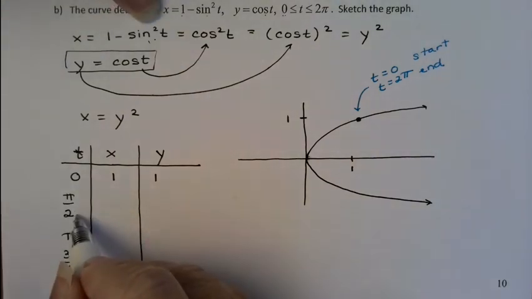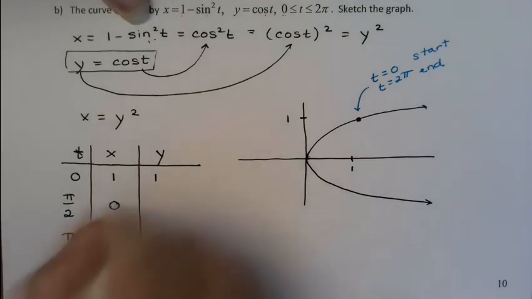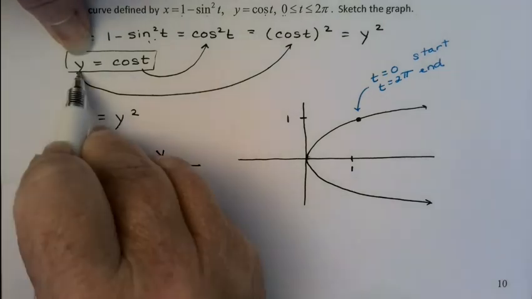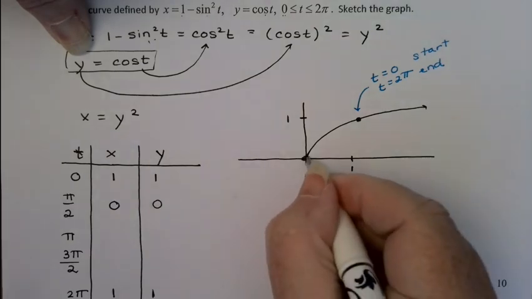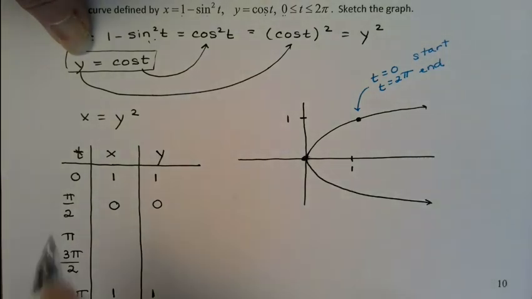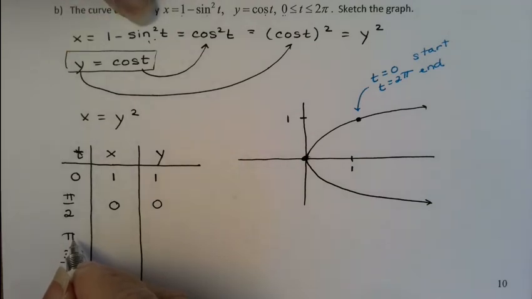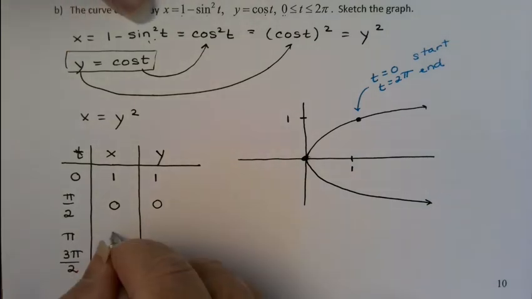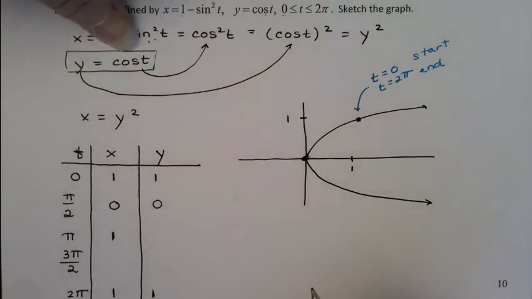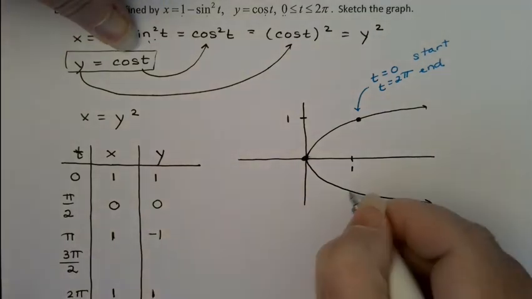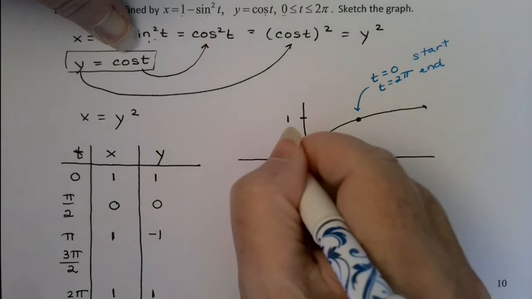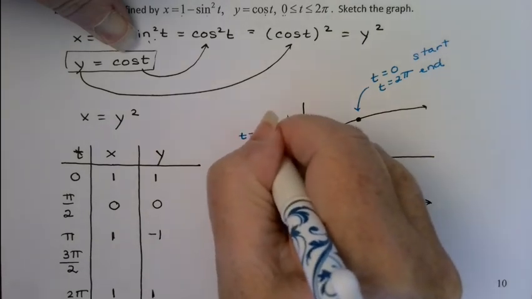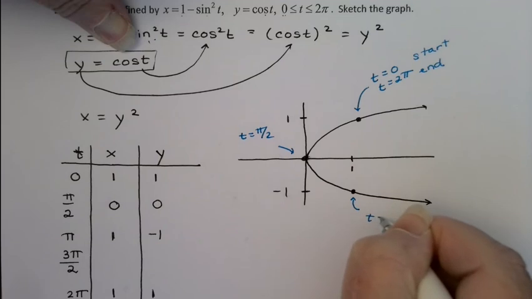At pi halves, the sine of pi halves is 1. So I'd have 1 minus 1 squared, or 0. And for y, the cosine of pi halves is 0. So I've come to the point 0, 0. Definitely have traveled. What about pi? Sine of pi is 0, so 1 minus 0 is 1. And for y, cosine of pi is negative 1. So now we're at this point 1, negative 1. This was t equals pi halves, and this was t equal pi.